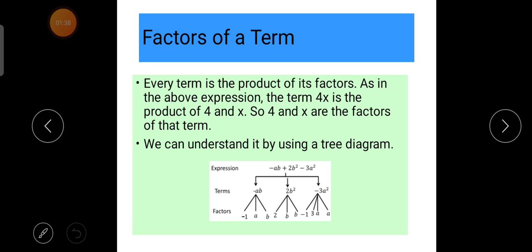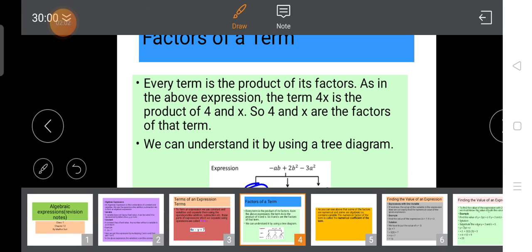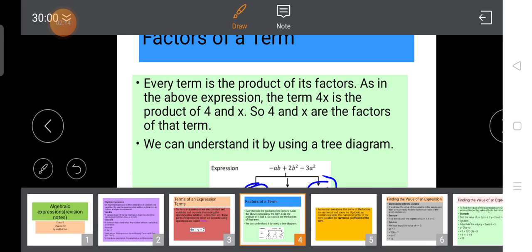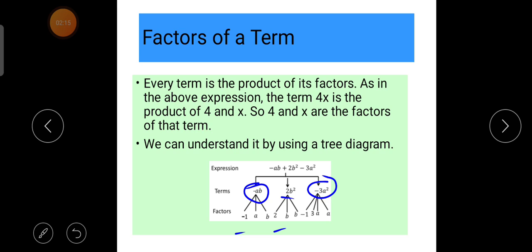We can understand it by using a tree diagram also. As in the tree diagram here, the expression given to us is minus ab plus 2b square minus 3a square. Here in the expression there are three terms: minus ab, 2b square and minus 3a square. Now there are three factors of the first term, minus ab: minus 1, a and b. 2b square also has three factors: 2, b and b. And minus 3a square has four factors: minus 1, 3, a and a.